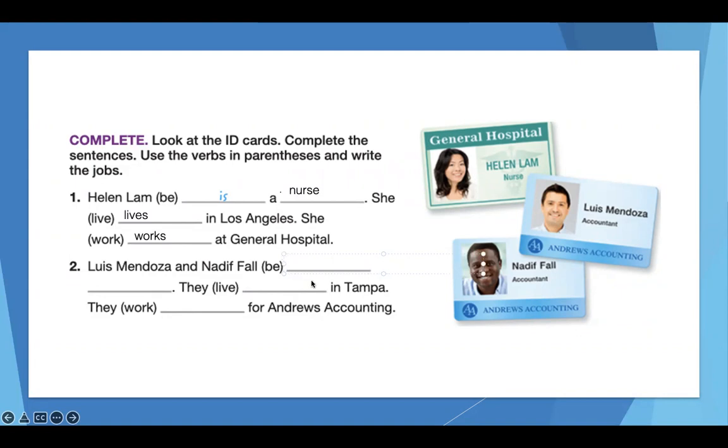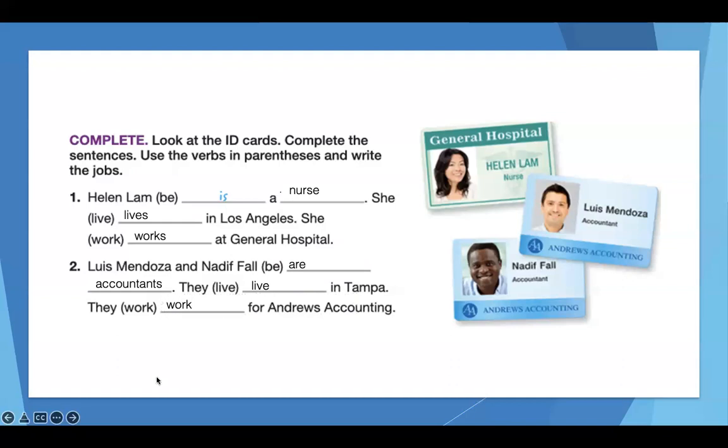Number 2, Luis Mendoza and Nadif Fall. Will we say is or are? We'd say are because it's 2 people. So Luis Mendoza and Nadif Fall are. And then what is their job? We can see it on the badge. They are accountants. And they, will we say live or lives? For this one, since it's they as the subject, we would say live in Tampa and then work or works. We can say they work for Andrew's accounting.